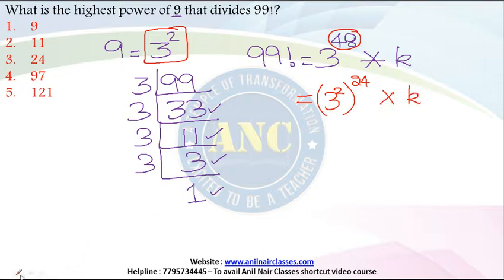That means the highest power of 9 is what they are asking. 9 is nothing but what is there inside the bracket. The power of that 9 is how much? 24. Answer for this question is 24. Very, very easy once you understand it, sir. Once the concept is clear, I think problem solving is never a difficulty.